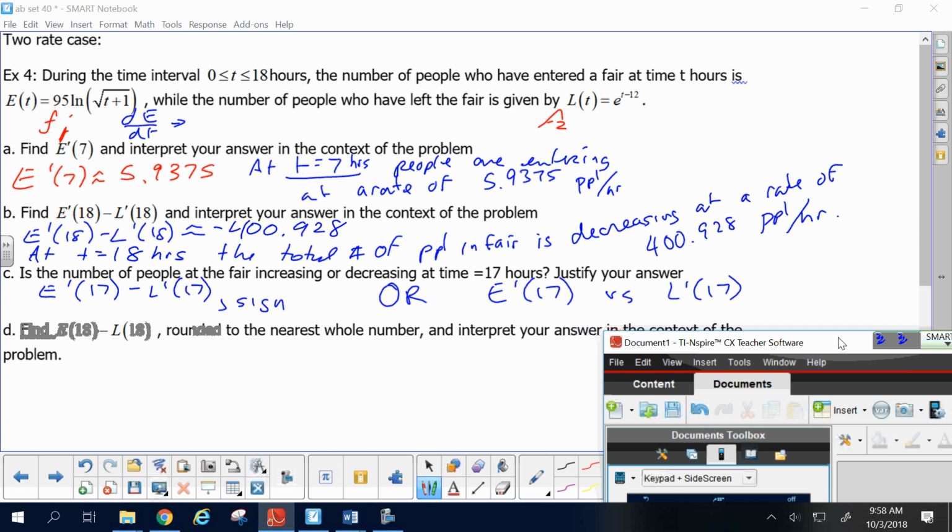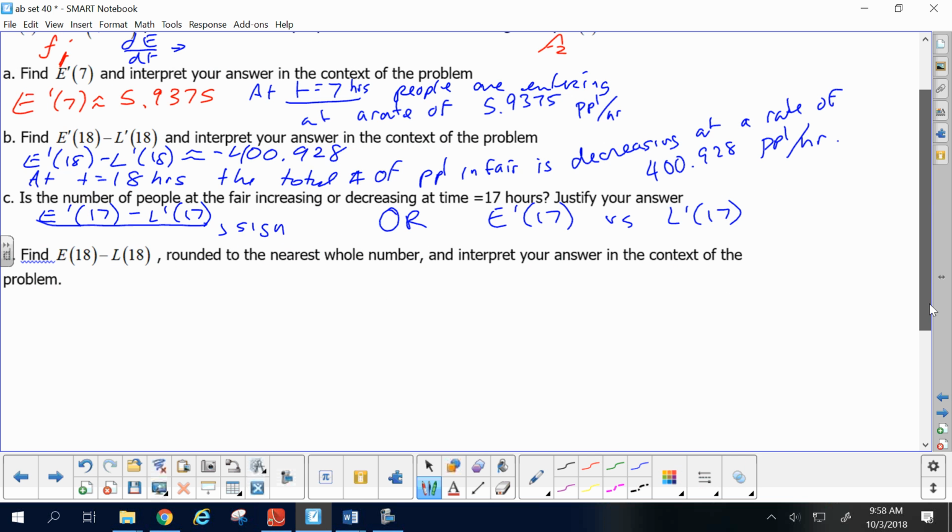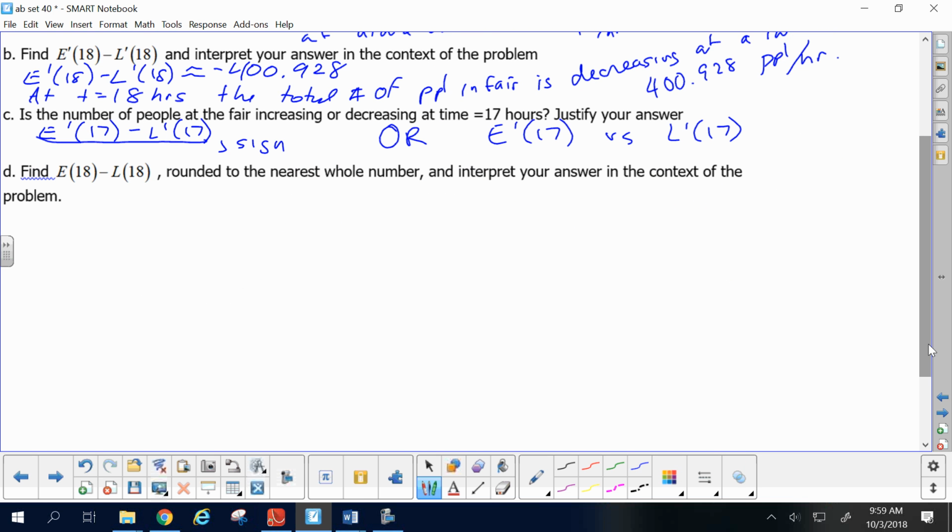Either one will work, and either one is fine justification on the AP test. You could find each and say, see, the enter rate is greater than the leave rate, so the number of people should be growing. Or you could just say the net rate is positive or negative, and that would do it. In the interest of time, I'm going to leave it at that, but do you understand either one? Could you do one of those on your own, please? Yes? Okay. It's E at 18 minus L at 18. Would you do that, please? And then we'll move along to the last idea. E at 18 minus L at 18, round to the nearest whole number, interpret your answer.